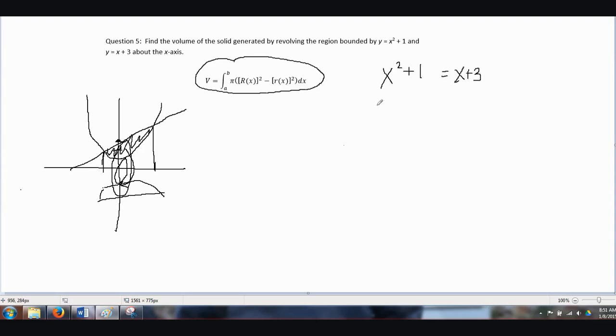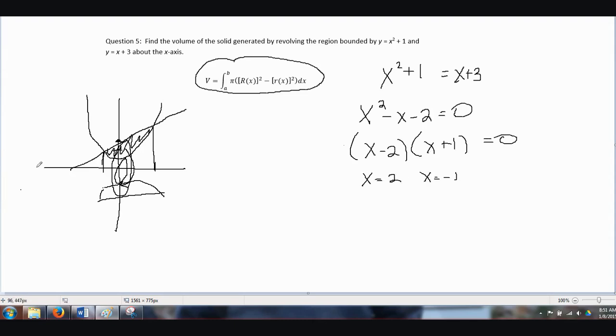So I'll move everything over to one side. I'll have x squared minus x minus 2 equals 0. This factors as x minus 2 times x plus 1, which gives me x equals 2 and x equals negative 1. So this tells us that's negative 1 and this is 2. So our limits are going to go from negative 1 to 2.